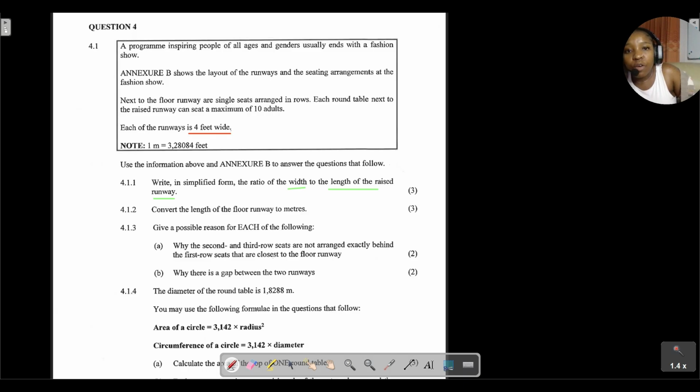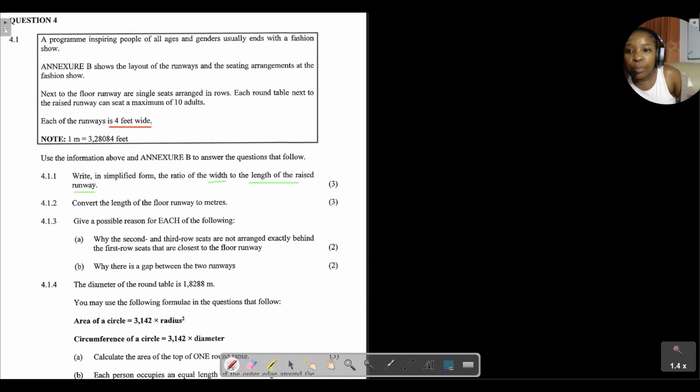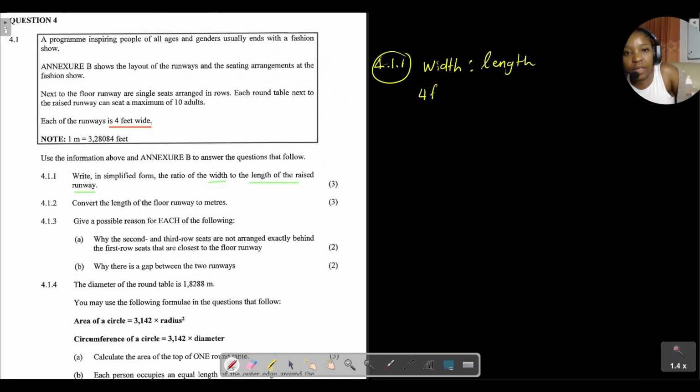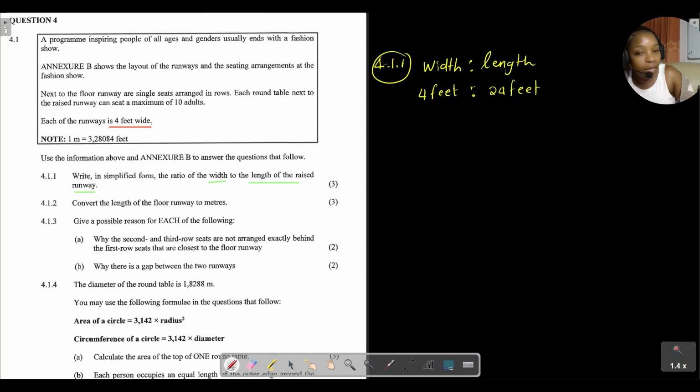Remember, ratio questions tell you exactly how you need to approach them. So, question 4.1.1: ratio of the width to the length of the raised runway. This is the raised runway, so we focus our attention on this runway. What is the width? It's 4 feet. So it's 4 feet to, what is the length? 24 feet. Okay, right, sorry.